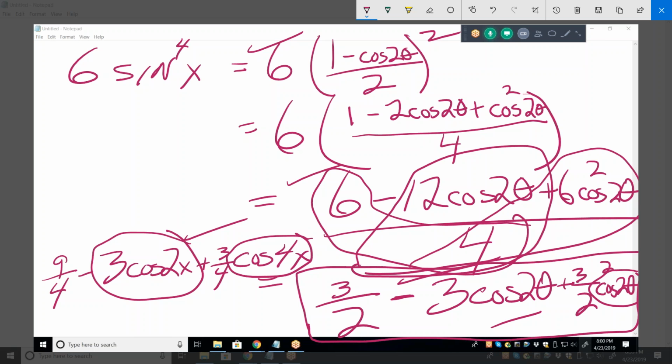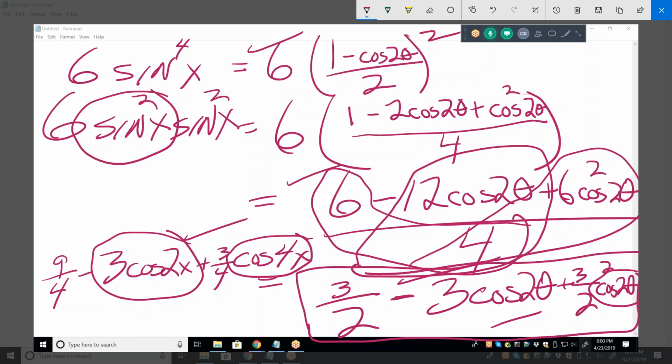But the key step here is to separate that into sine squared x times sine squared x. Okay. Because we know what that is. That's 1 minus cosine 2 theta over 2. You know what that is. So this has to be correct, assuming sine squared is 1 minus cosine 2 theta over 2. It is. I'm looking at it right in the book. So this is correct. Pretty sure that's correct.